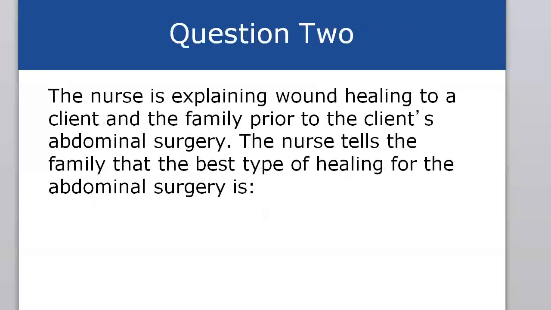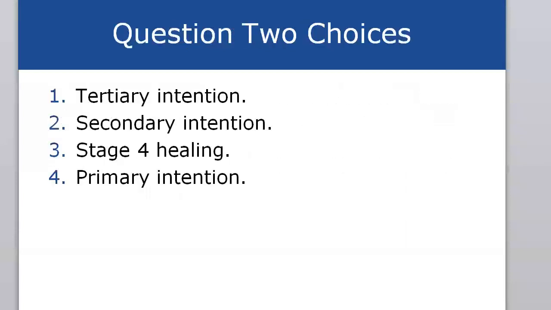All right, let's go to question 2. The nurse is explaining wound healing to a client and family prior to the client's abdominal surgery. The nurse tells the family that the best type of healing for the abdominal surgery is number 1, tertiary intention, number 2, secondary intention, number 3, stage 4 healing, and number 4, primary intention. Now think back, that was at the beginning of my lecture. So which one would this involve when we're talking about a surgical type of wound?